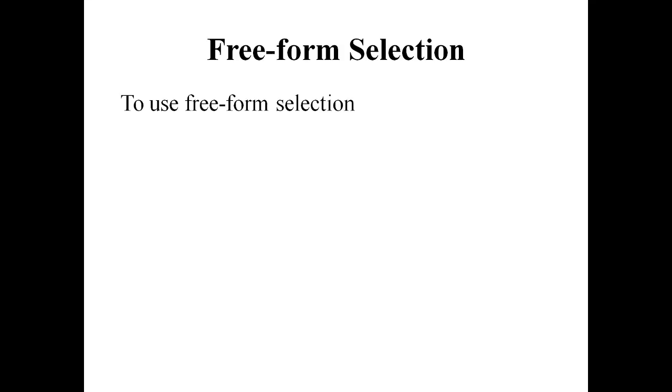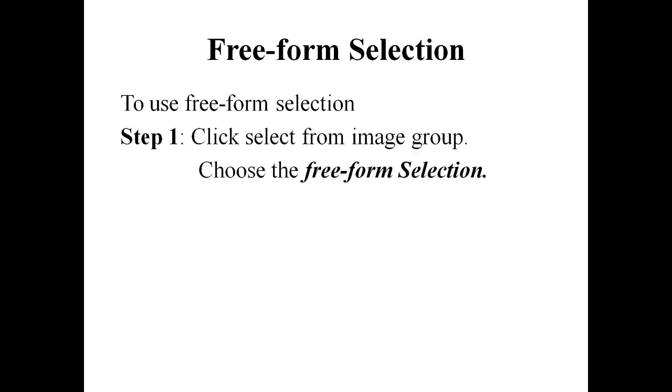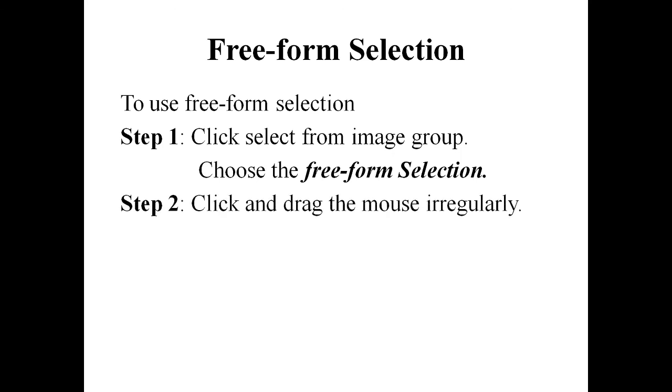To use the freeform selection, we have to do the same thing. We have to click the select option from the image group and choose the freeform selection. Step 2, we have to click and drag the mouse irregularly, so we will be selecting this. So to use freeform selection, click select from the image group, choose freeform selection, and click and drag the mouse.